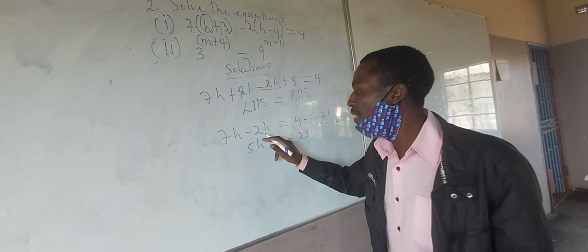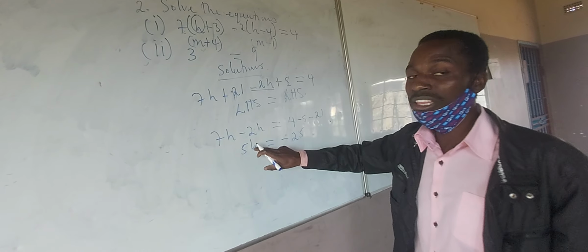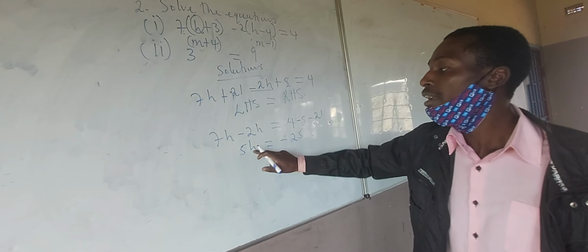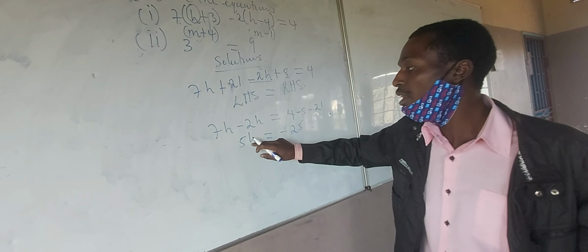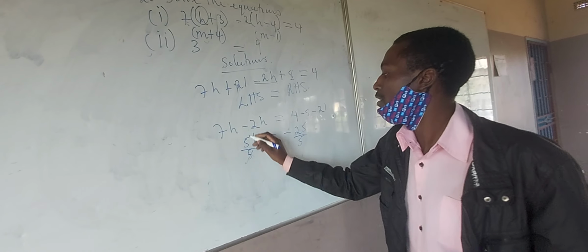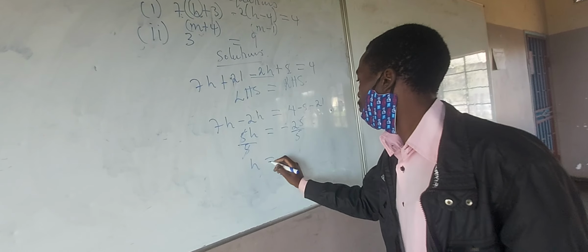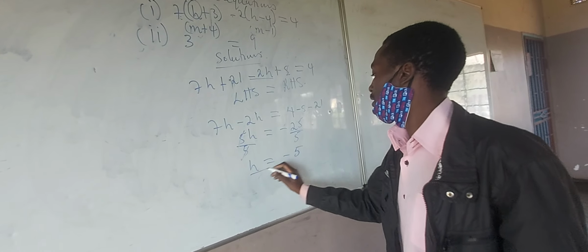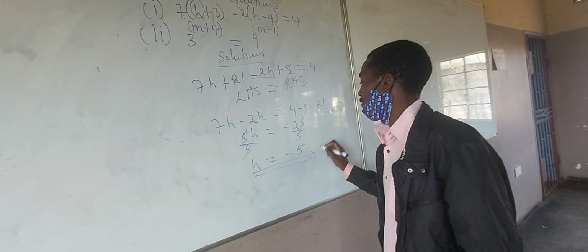So to find the identity of h, we have to make h the subject of the formula. So to make h the subject of the formula, we need to divide both sides by 5. So h becomes negative 5.